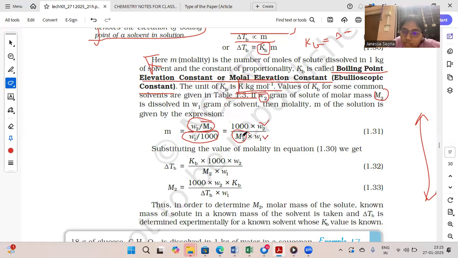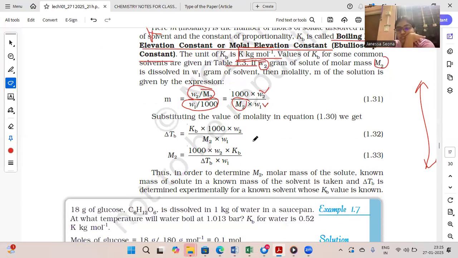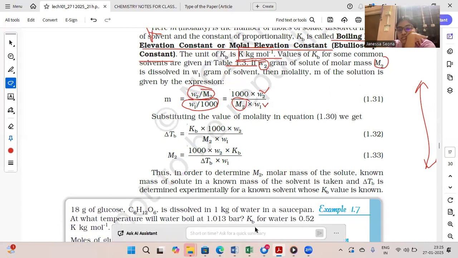Once we have the values, we know the amount of solute. We have to calculate the molecular weight of solute. This is one problem that is frequently asked. You can see here.